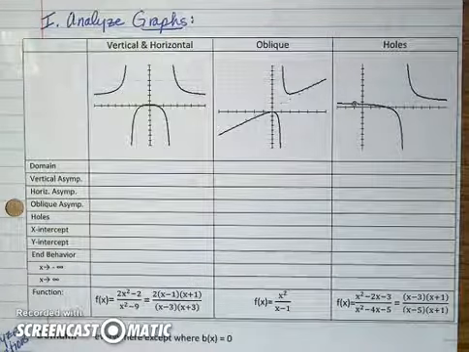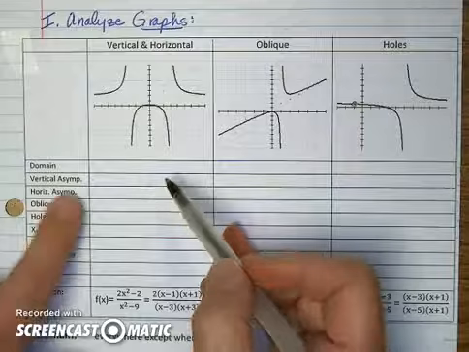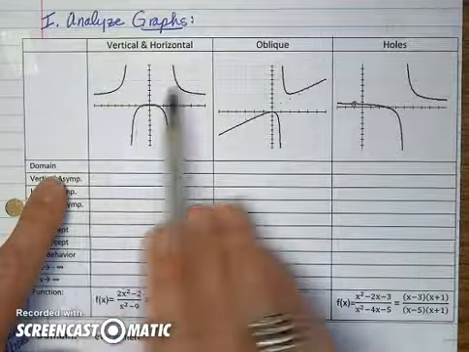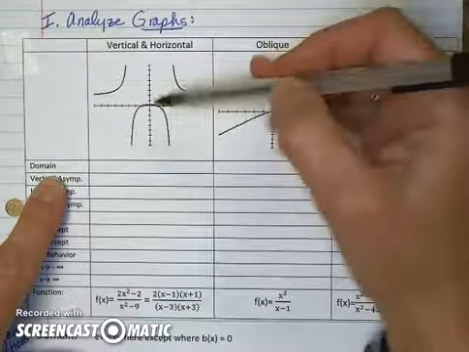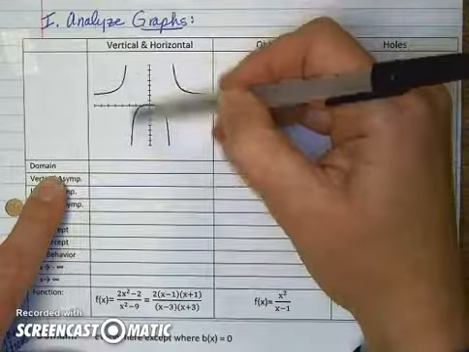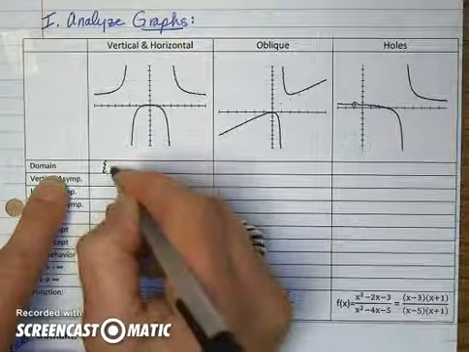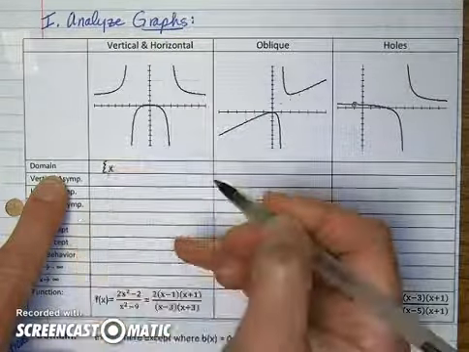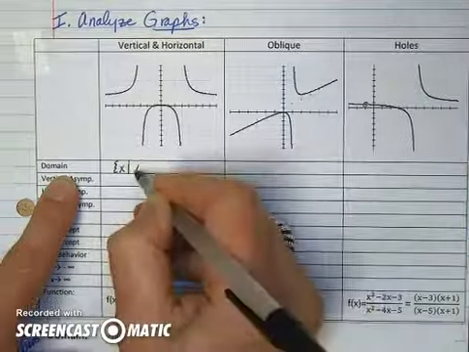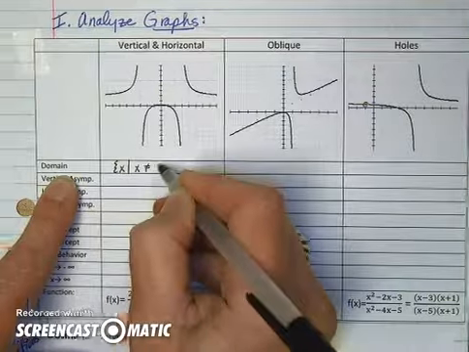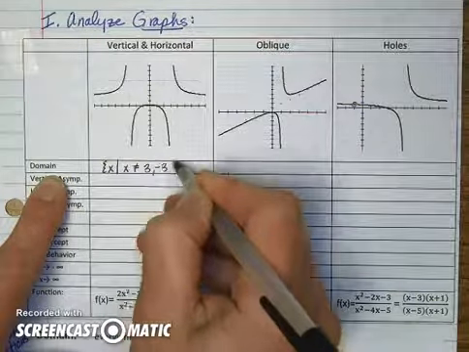All right, so let's start here. The domain would be the x's, and it would be everything except at -3 and 3, right? So remember, you can write this several different ways. The set of all x such that x is not equal to 3 or -3. You can do it that way if you want.